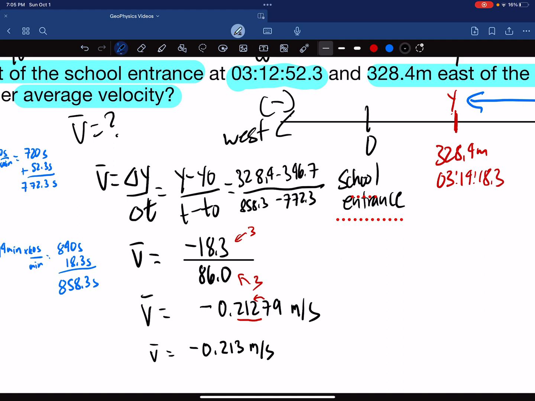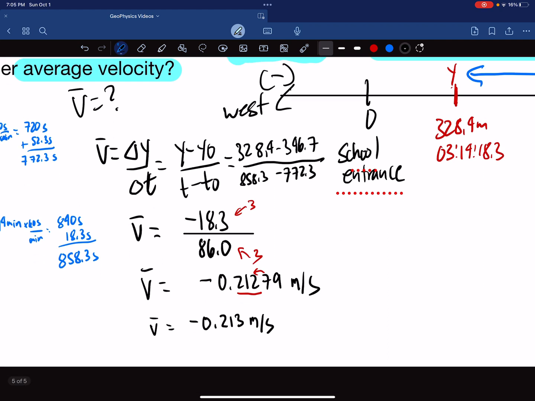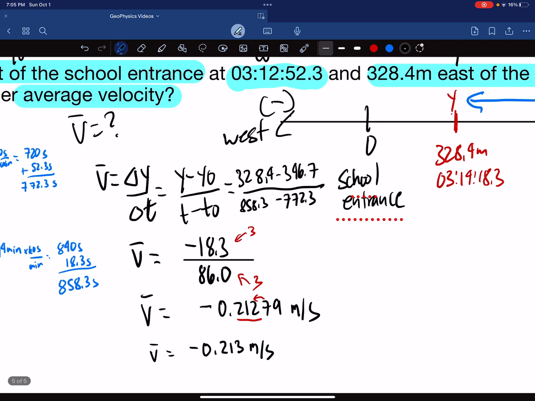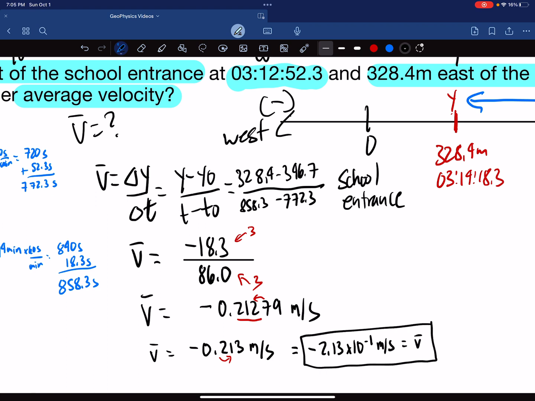Now our last question is, can this also be expressed in scientific notation? And the answer is yes. We can move this decimal place over 1. And what that number looks like when we do it then is negative 2.13 times 10 to the minus 1 meters per second. And that is the average velocity. We box that answer.